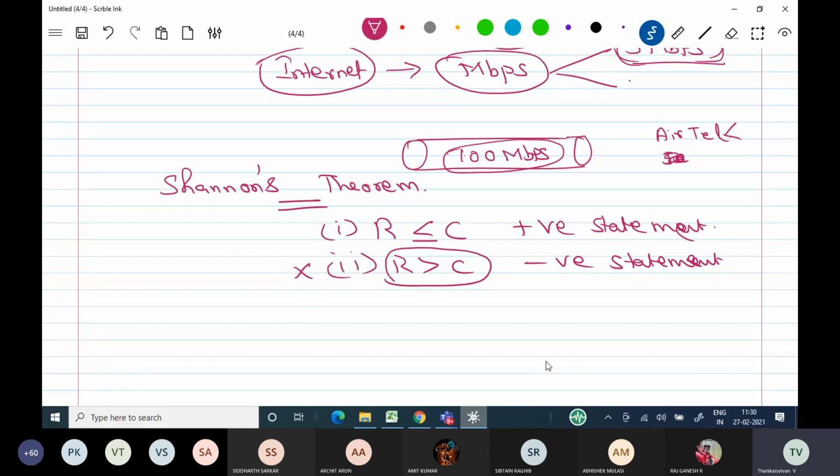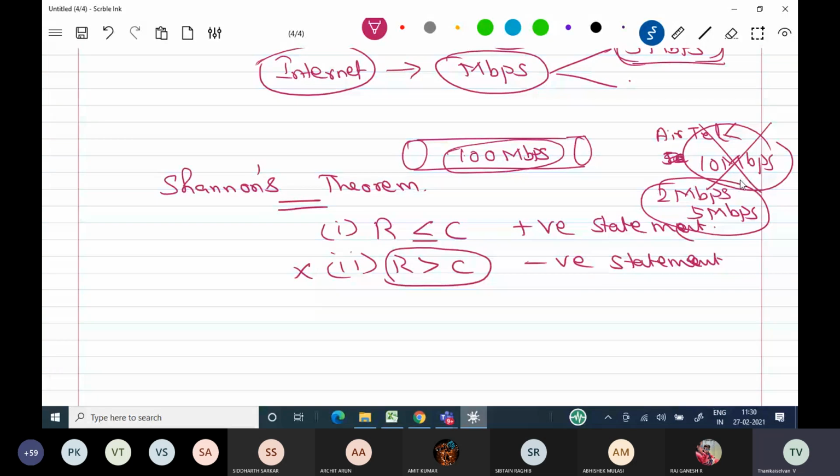Airtel internet speed? 10 Mbps, maybe 20. Okay, for example, because time is almost over, 10 Mbps. But you will not always be getting 10 Mbps. Sometimes if you check, you will be getting 2 Mbps, sometimes 5 Mbps. Maximum speed, whatever it may be, 10 Mbps. It's very less only.